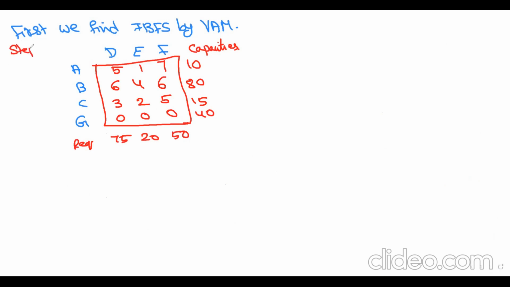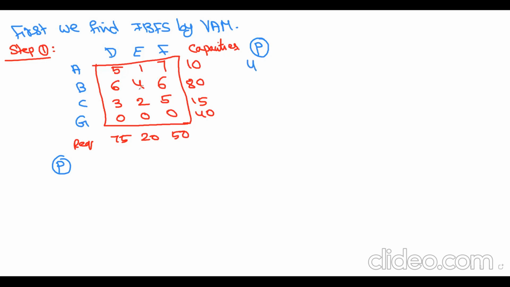First, we have to find the initial basic feasible solution by VAM. Nothing but we have to give the penalties. Write the penalties here, penalty, here also penalty. The penalty is the difference between the least and next least element. In the first row, 5, 1, 7 is there. The first least element is 1, the next least element is 5. The difference of 5 and 1 is 4.